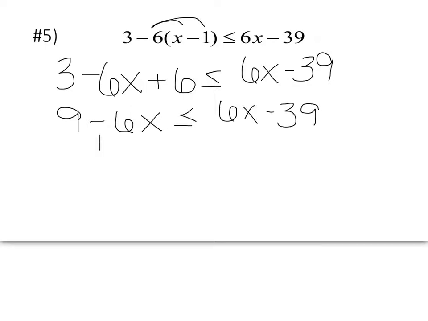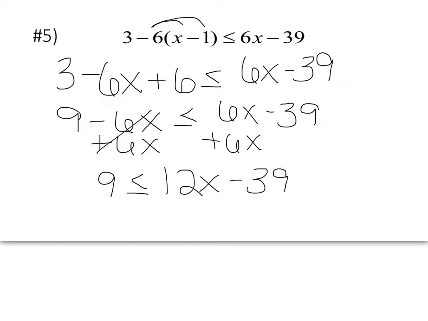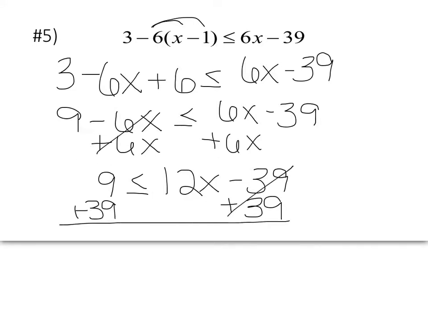So I'm going to add 6x to both sides to get all my variables together, leaving me 9 is less than or equal to 12x minus 39. Now isolate your x. So add 39 to both sides, giving me 48 is less than or equal to 12x.